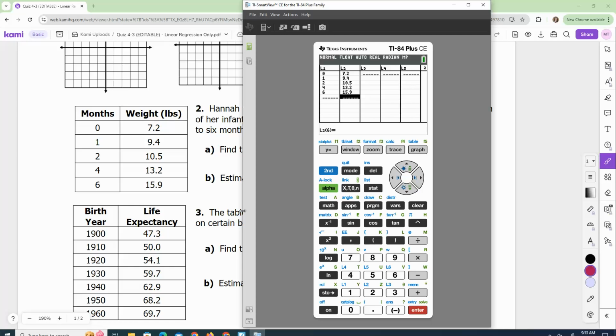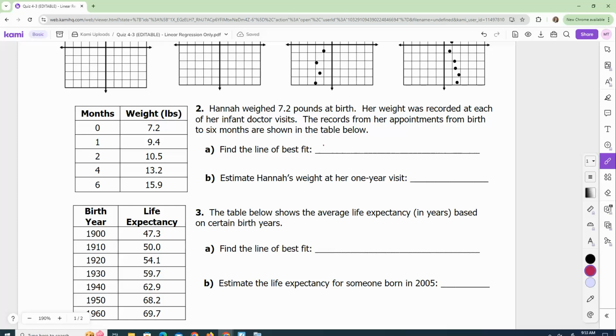Where do we go from here? Stat. Over to calculate, and which one do we want? Number 4. Just enter through all of this. So it tells me A is 1.4 and B is 7.6. So remember, A is your slope, B is your y-intercept. So y equals 1.4x plus 7.6. So when I ask for that equation, you have to give it to me with an x and a y in it. Did everyone get that? Anyone need me to look at your calculator?